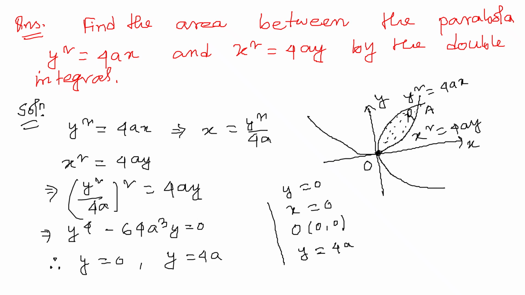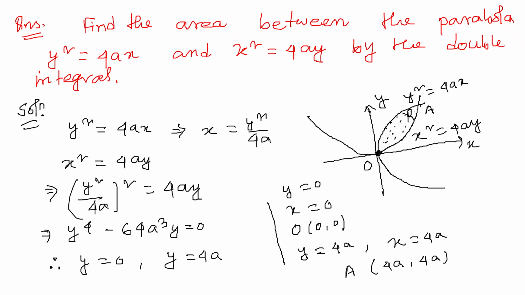If you substitute in any one of the relations, then what do you get for x? You will get x is equal to 4a. Okay, so y is equal to 4a, then x also will be 4a. So that means this is the coordinate of A. So what is the coordinate of A? We are getting 4a, 4a.